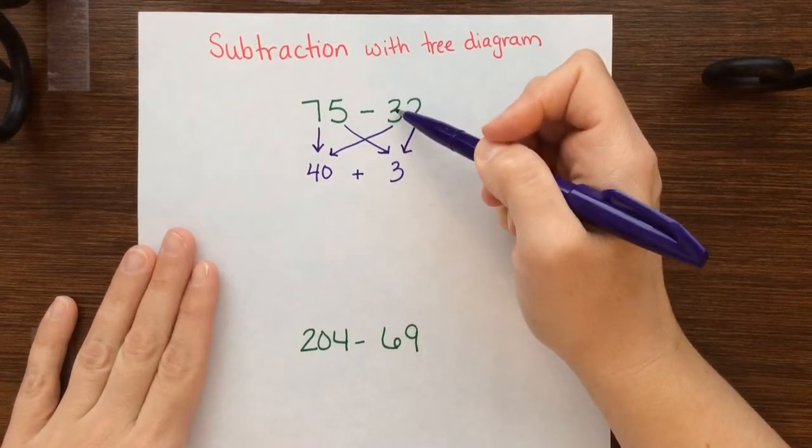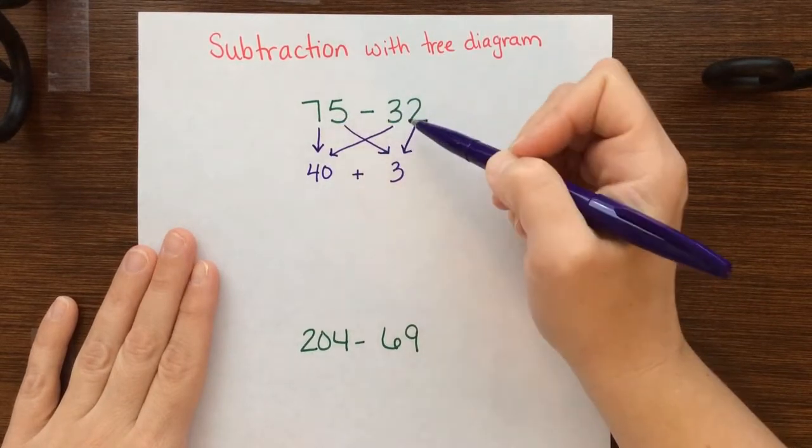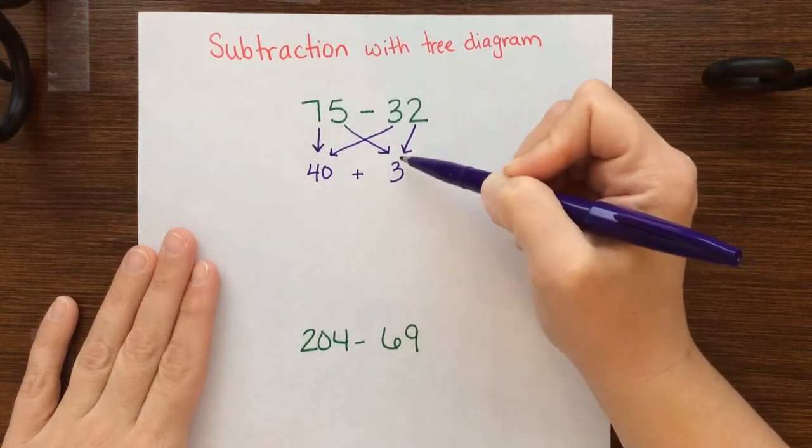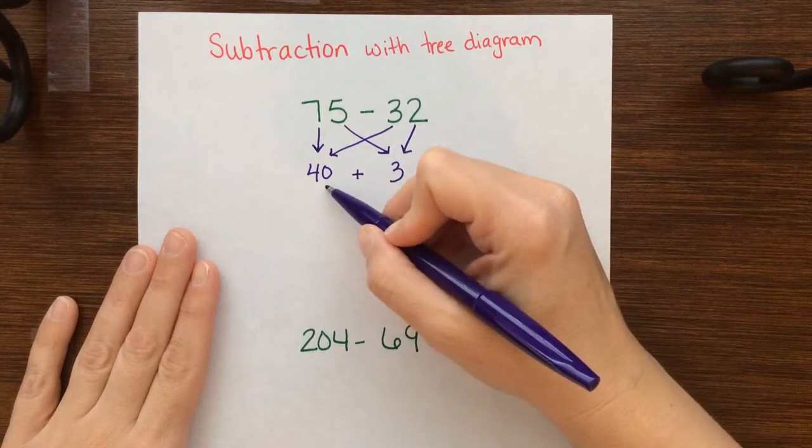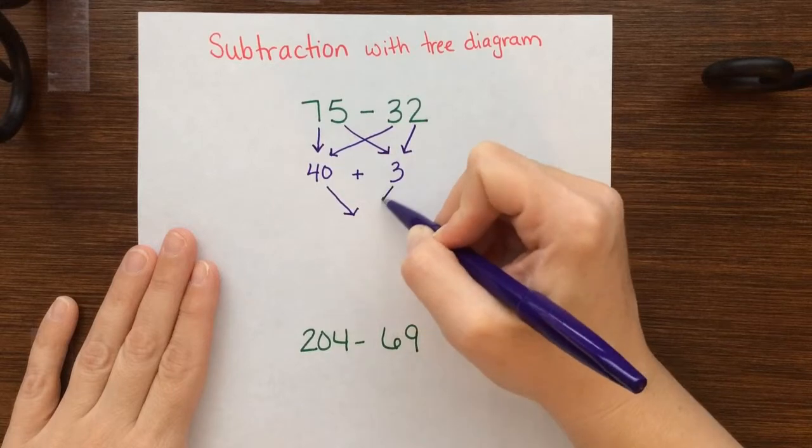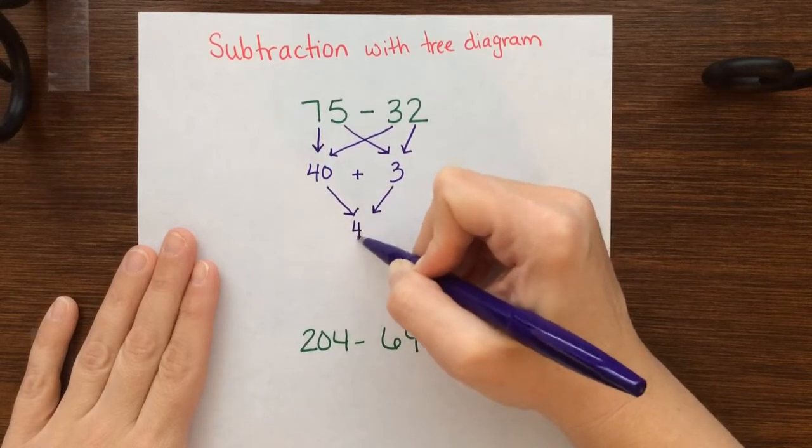Now the difference here is that we're going to add these together. Because we've already done the subtraction of each of the place values, we now need to put our number back together. So now we have 40 plus 3, which gives us 43.